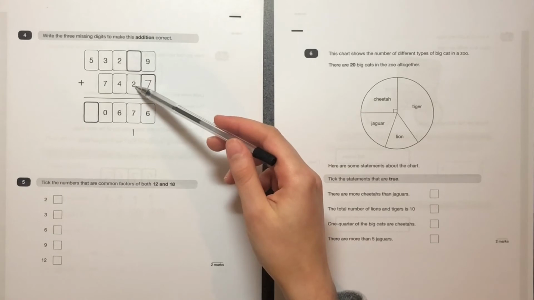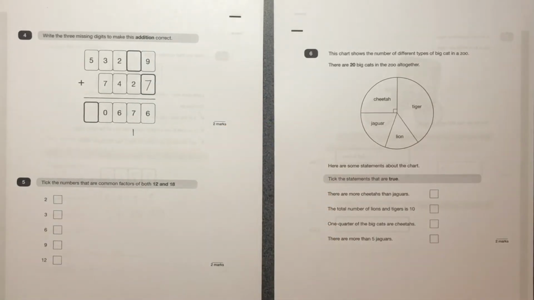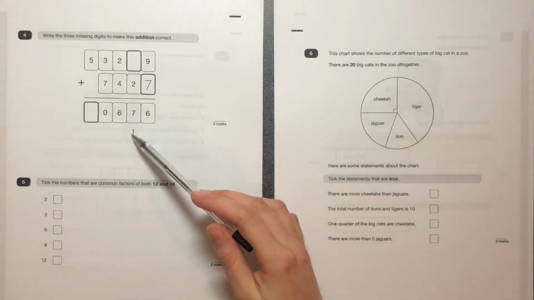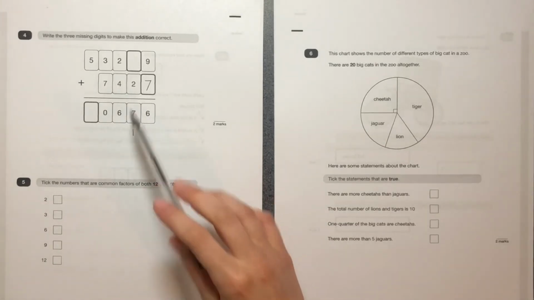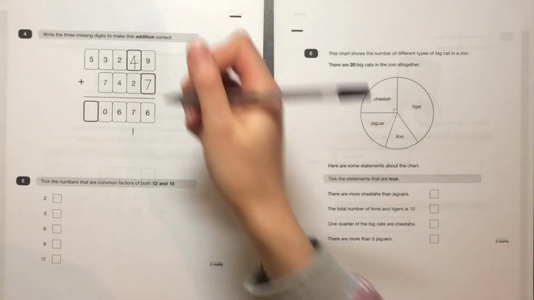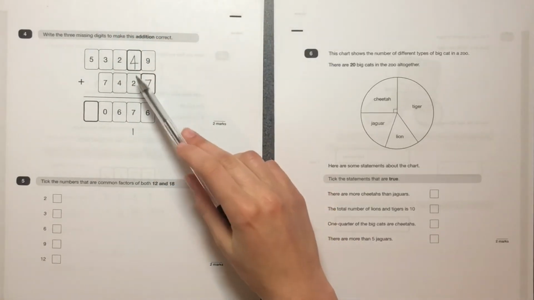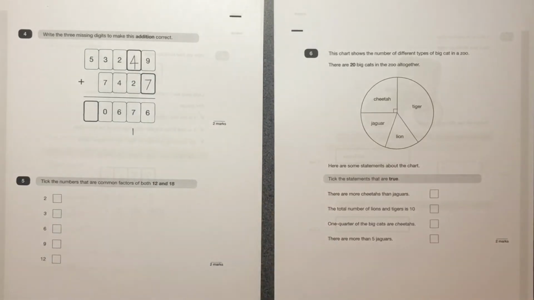Something plus 2 plus this 1 that we've carried over gives us 7. 7 minus 1 is 6. 6 minus 2 is 4. Now if we check that again, 4 plus 2 is 6, plus the 1 is 7.